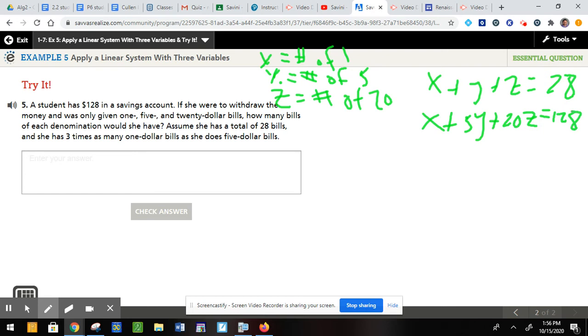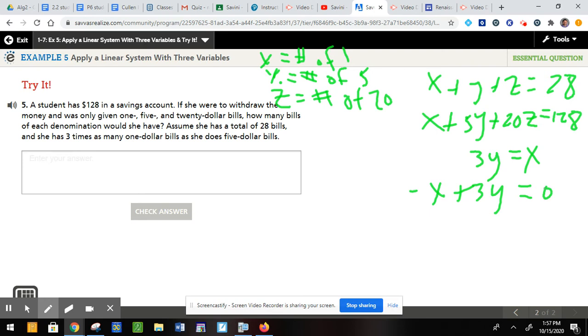And then the last one we're going to write, she has 3 times as many $1 bills as she does $5 bills. So that means if I multiply the $5 bills by 3, that would equal the $1 bills, which is x. The first two equations I wrote are in standard form. The third equation is not, so we will make it. So I'm going to subtract the x to the other side. So you have the opposite of x plus 3y is equal to 0.